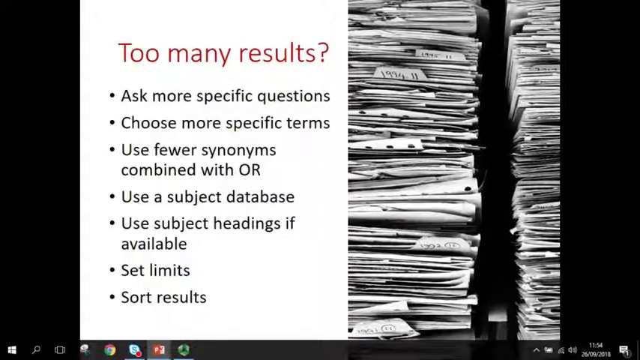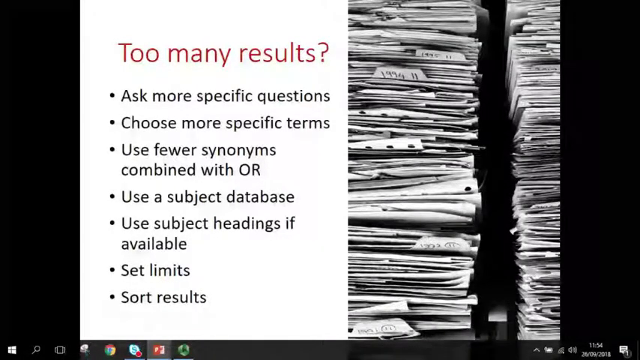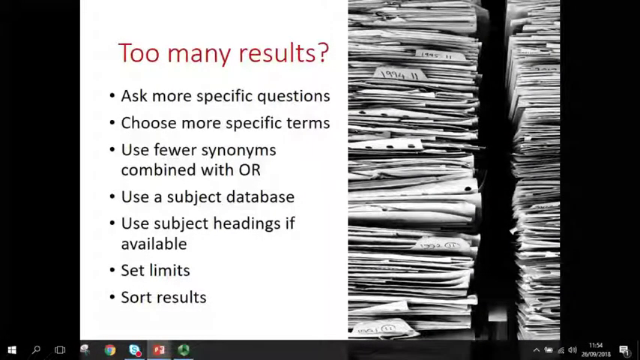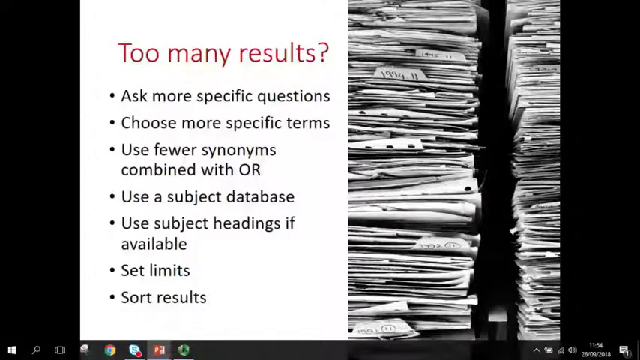The next tip is to use fewer synonyms combined with OR. So if you've constructed a search which includes lots of different words that are similar in meaning, so synonyms combined with OR, the Boolean operator, it may be that you've included so many terms it's made your search quite imprecise. So it may be that you can just reduce the number of synonyms that you've used, pick out some key ones, or just use one word for a particular concept.